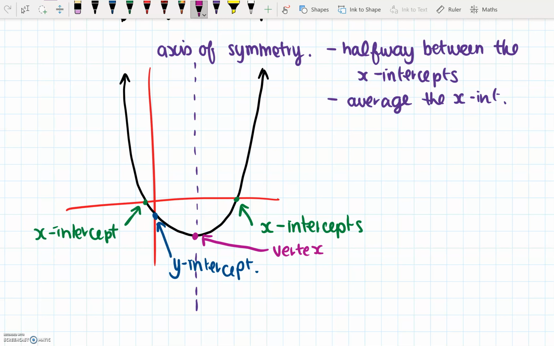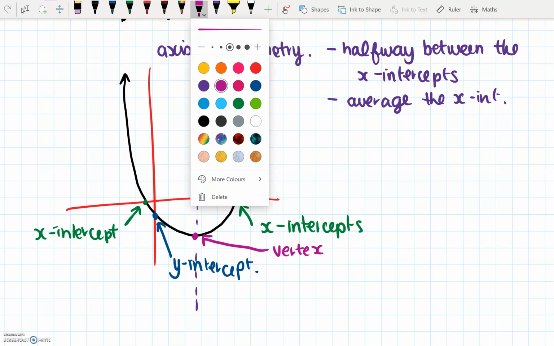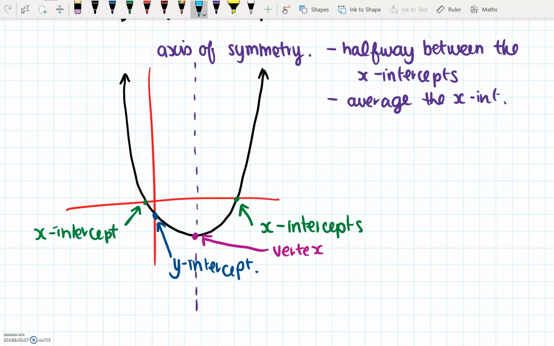So for example, if we know, let me pick another color here. If we know that we have a horizontal line going like this, and let's say that we know the value of these 2 points here, then the axis of symmetry is exactly halfway between those 2 points. That's what symmetry means, that you have a reflection that's the same on both sides. So if you know the value of the parabola at a certain height for 2 points, then again, you can just find the average of those to find what that axis of symmetry is.